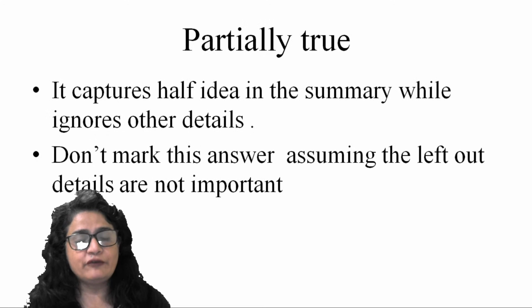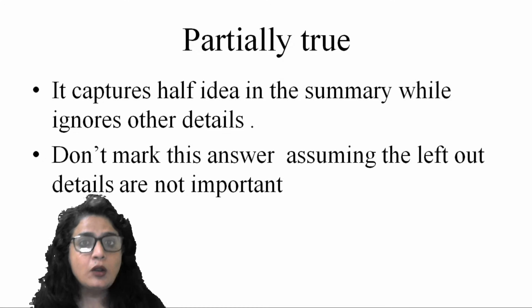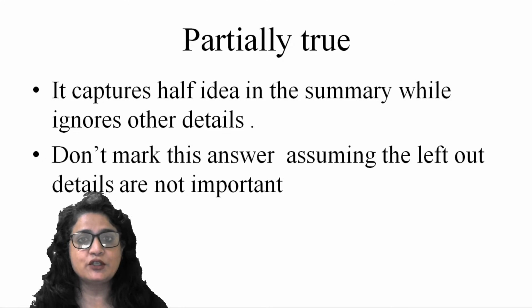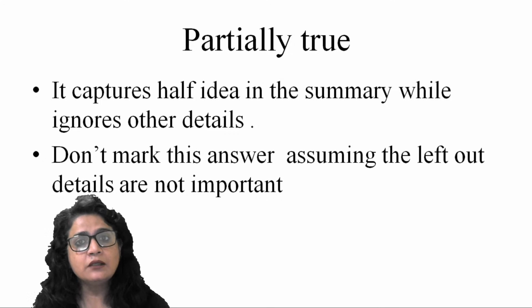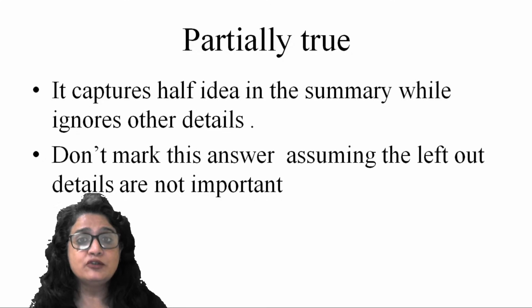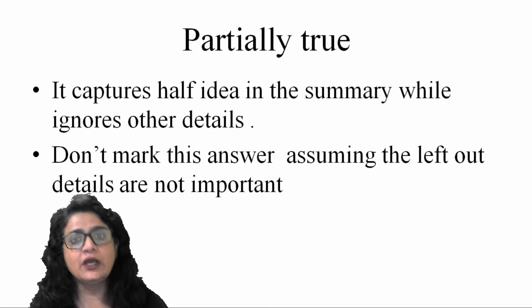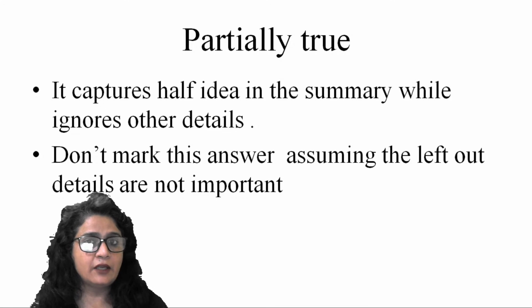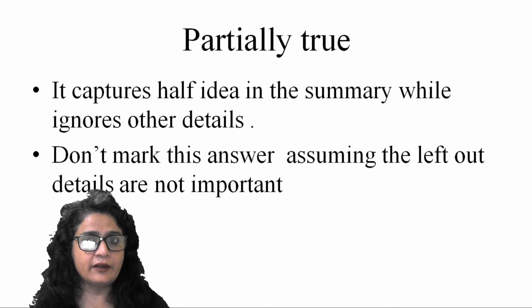Partially true. One of the options that you should always eliminate is the partially true one. Why? Because it captures half the idea in a summary while ignoring other important details. As I said, if the author has developed two parallel ideas in a paragraph, both ideas should be represented in your summary. The partially true or partially correct option is going to capture only one of the ideas.